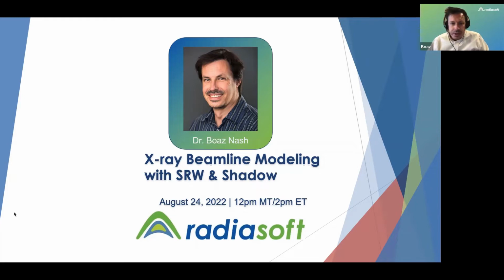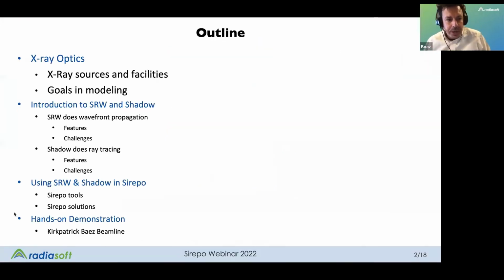Okay, so today I'm going to talk to you about X-ray beamline modeling with SRW and Shadow. This is my outline for today. I'm going to give a short talk, about 15 minutes or so, and present some of the background about the codes that we're going to be using and how they work in Sirepo and some of the extra tools we've built. And then I'm going to do a demonstration of how to use them.